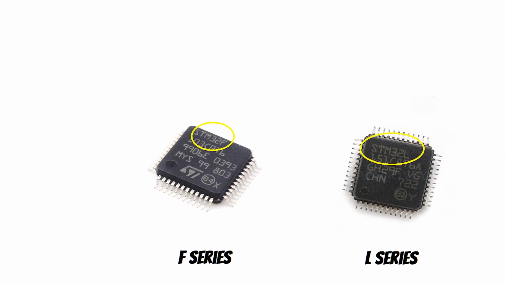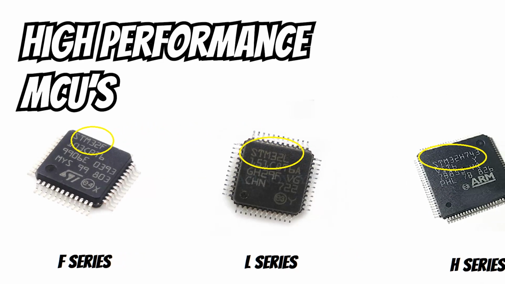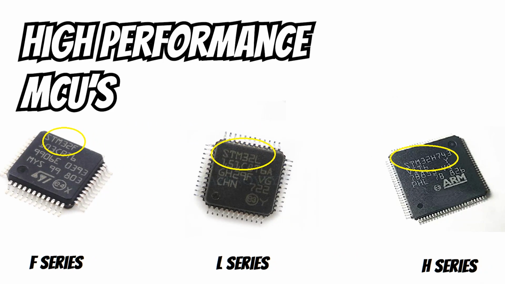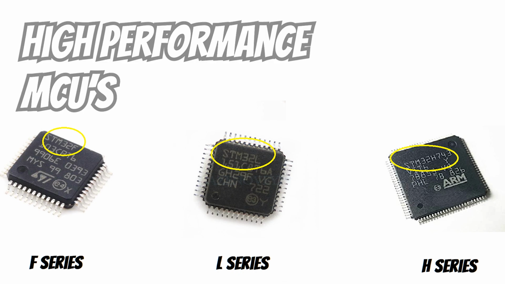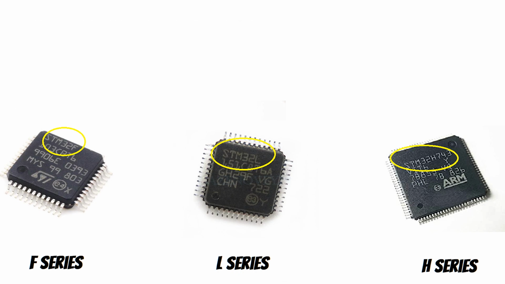The last type that they have is the high performance microcontrollers. These are the most recently introduced, and they're part of the H series, H standing for high performance, and they're officially described as having a high degree of integration and rich connectivity. They currently only have one subcategory, which is the H7s. So you'll see, for example, STM32 H7.